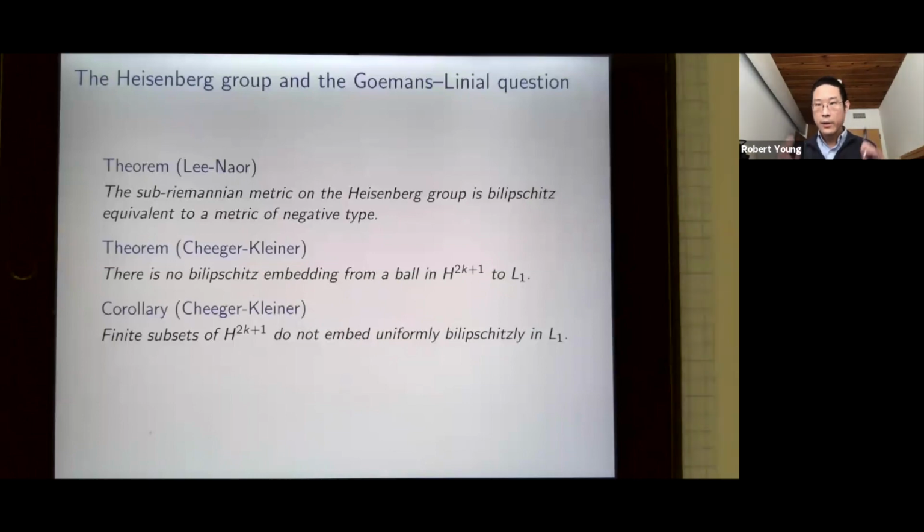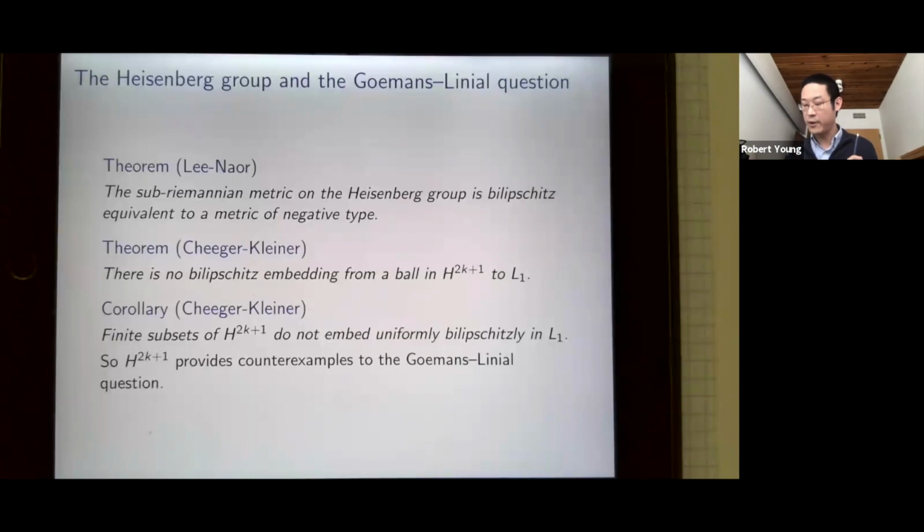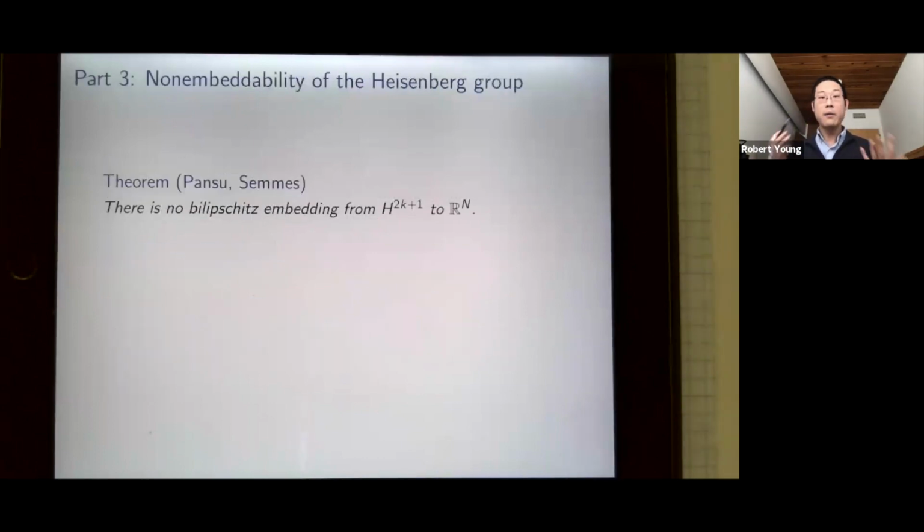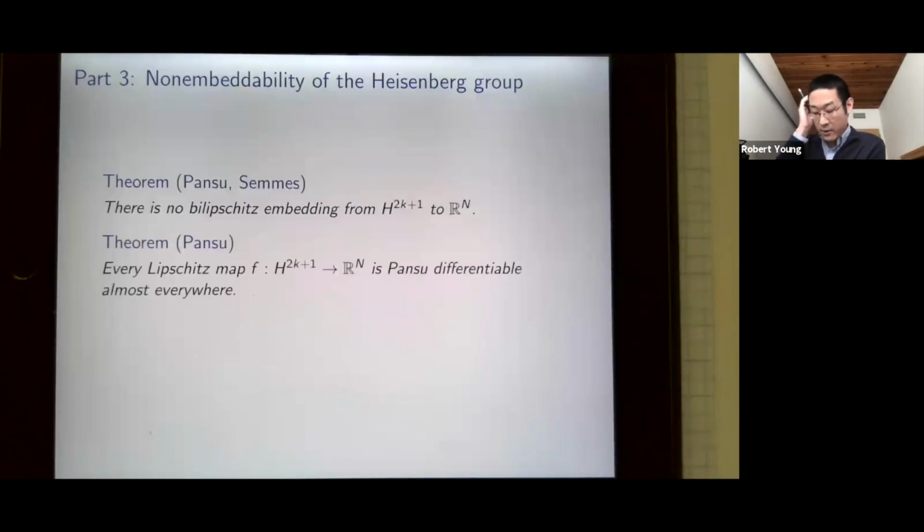Okay. So why does this embed so poorly in L1? Yeah, so this provides counterexamples to the Goemans-Linial question. Well, one reason is that it just generally embeds poorly in vector spaces, period. There's a theorem of Pansu and Semmes that there is no bi-Lipschitz embedding from the Heisenberg group to Euclidean space R^n. And this is based on a theorem of Pansu that every Lipschitz map from the Heisenberg group to R^n is what's called Pansu differentiable almost everywhere.